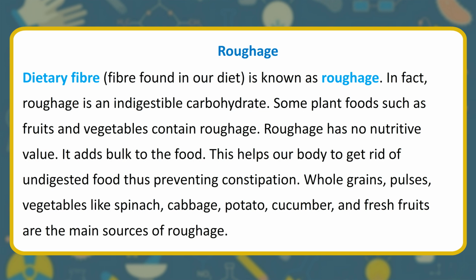Roughage. Dietary fiber. Fiber found in our diet is known as roughage. In fact, roughage is an indigestible carbohydrate. Some plant foods such as fruits and vegetables contain roughage. Roughage has no nutritive value. It adds bulk to the food. This helps our body to get rid of undigested food, thus preventing constipation. Whole grains, pulses, vegetables like spinach, cabbage, potato, cucumber, and fresh fruits are the main sources of roughage.